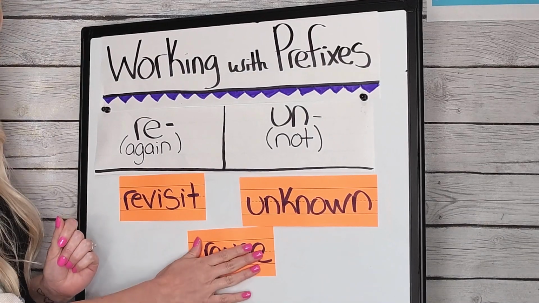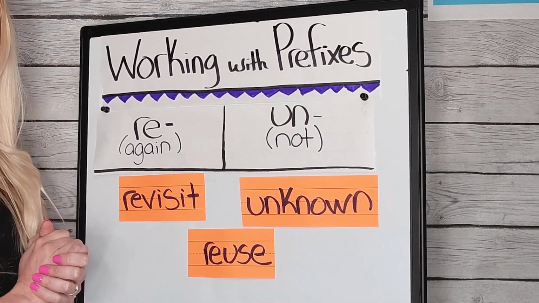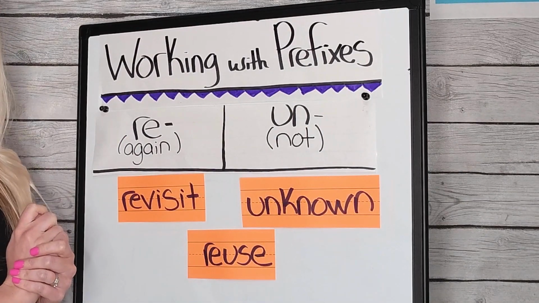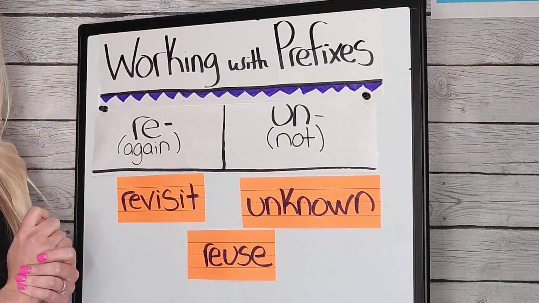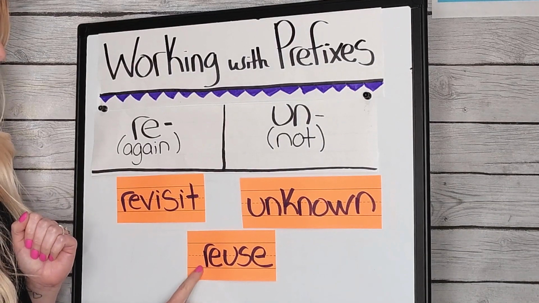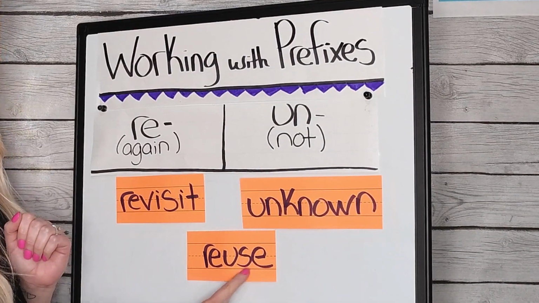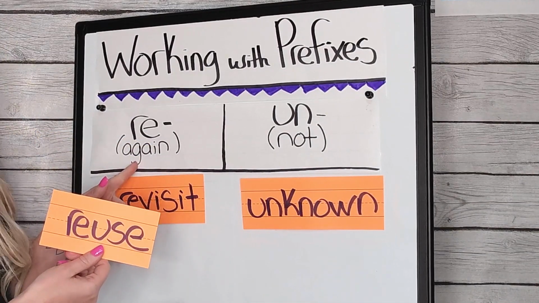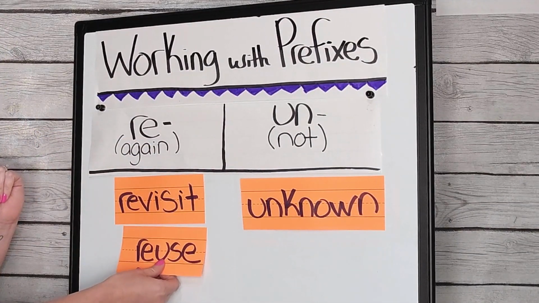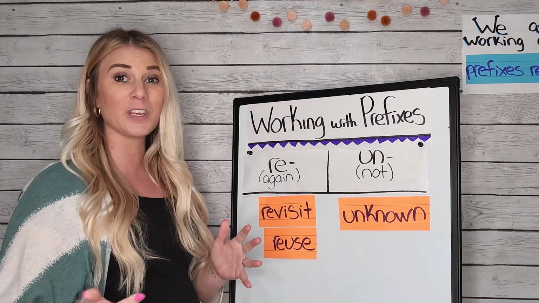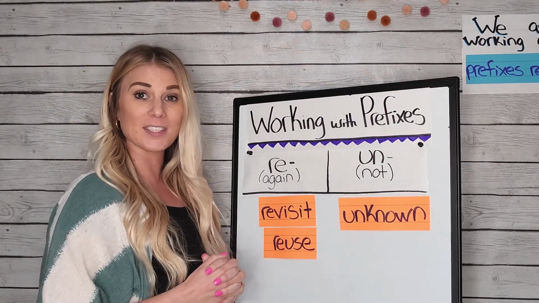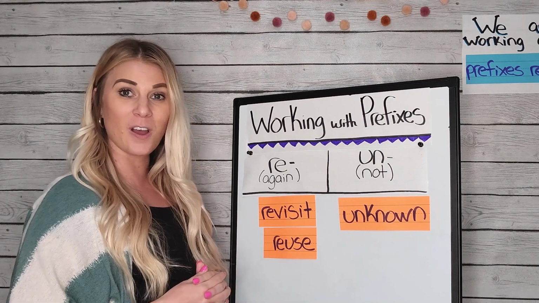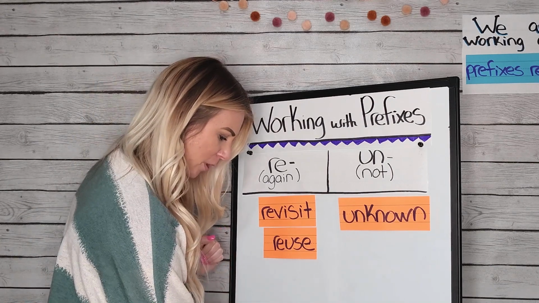Here's our next word. Try and spot the prefix. Do you see re or do you see un? I see re also. Reuse. That must mean to use again. So I'm going to put it in this column. It's really important that we reuse plastic water bottles so that we can help save the earth. Readers, you're doing awesome. Let's keep going. We've got a couple more.